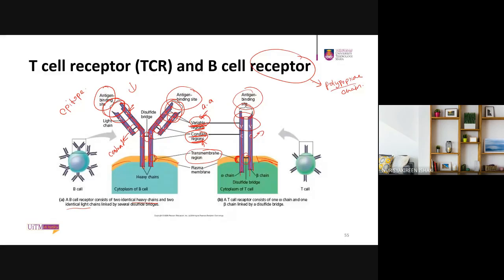Okay. So ini adalah shape of the receptor that you have to know. Pernah keluar dalam exam pasia-pasia dulu, kalau siapa yang rajin tengok pasia kan, dia pernah suruh lukis shape of the receptor, dia pernah suruh label kan. Label ni apa benda? Dia pernah tanya. So you have to know the structure of the B cell receptor, the structure of the T cell receptor.